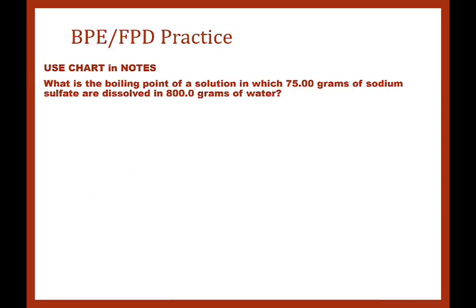All right, so we're going to use the chart that's in the notes for all of this. It wants to know what is the boiling point of a solution in which 75 grams of sodium sulfate are dissolved in 800 grams of water. We are doing a boiling point, so we're going to make sure that we add to our original boiling point. So we're going to use this formula, delta T = KB times m times i. First thing I see is that sodium sulfate, Na2SO4, is going to give me how many particles? That is 3, which is going to be my i.